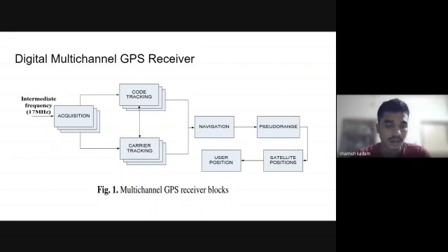Then the IF is sent to the first digital baseband module, that is the acquisition module, which is seen in this figure. The acquisition module helps in finding out which satellite the signal is coming from, and the tracking module helps in finding out the phase transition of the navigation data. The navigation data gives us information on the orbit of the satellite. From the navigation module, we obtain the pseudo range and ephemeris data, from which we obtain the satellite's position, and this satellite's position gives the user's position.